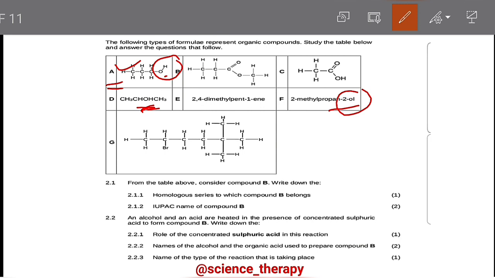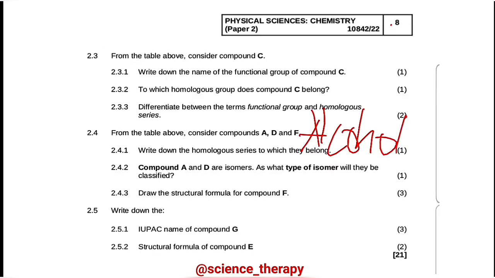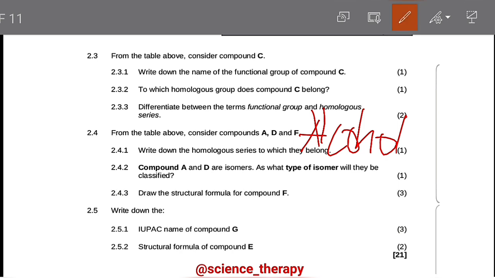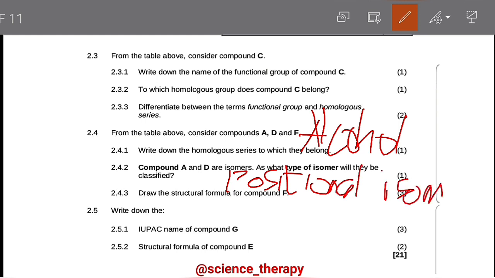Same general formula, belong in the same homologous series, but have different position of the functional group. So we say the isomers are positional isomers. So the only difference is in the position of the hydroxyl group. Positional isomers. Now they say draw the structural formula of compound F.